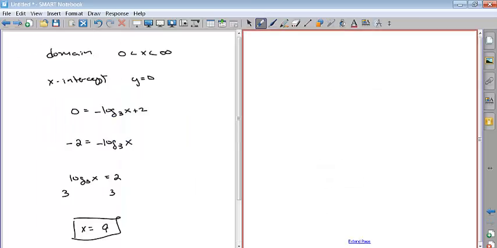Okay, next one. 43. So we have f of x equals minus log to the base 6 of x plus 2. So in this case, we have a shift in the x direction, and we still have a reflection across the x-axis.